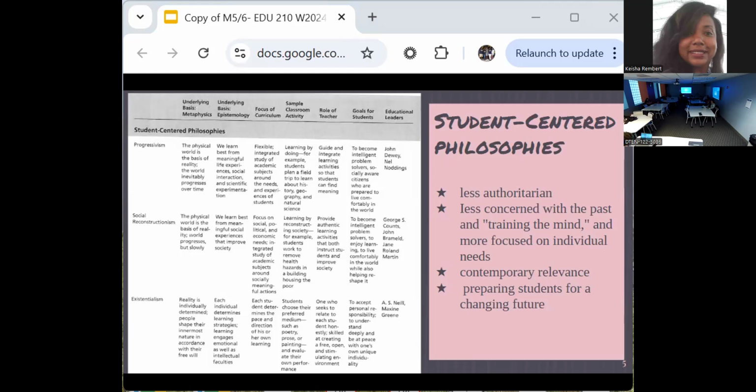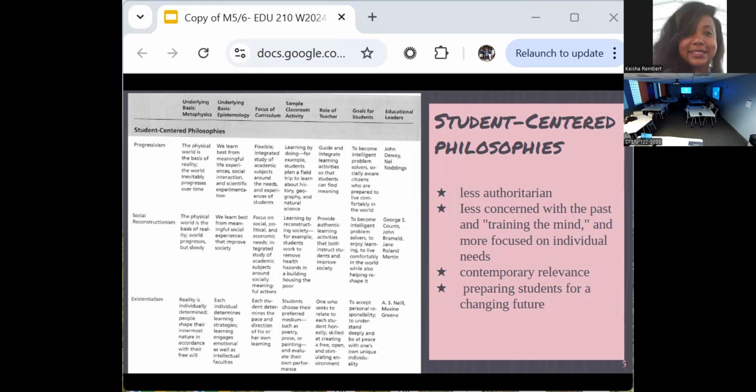So progressivism is one of the student-centered philosophies. And it focuses on learning by doing. Progressivists believe that students learn best from real-world experiences and problem solving, and that the teacher's role is to guide students in their exploration of their interests and guide them in solving problems themselves. So when it comes to the metaphysical basis of progressivism, they believe that the physical world is the basis for reality, and the world inevitably progresses over time.